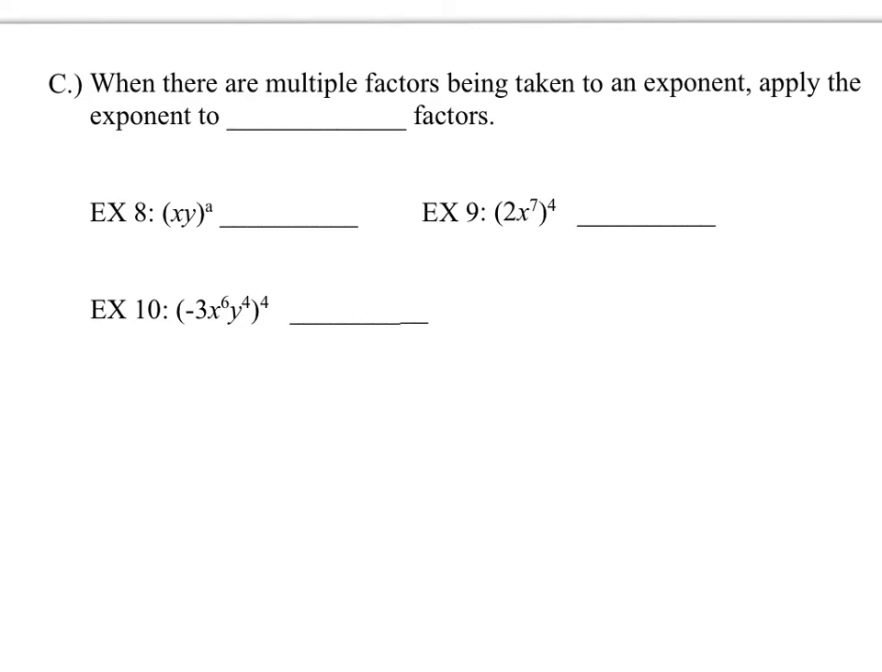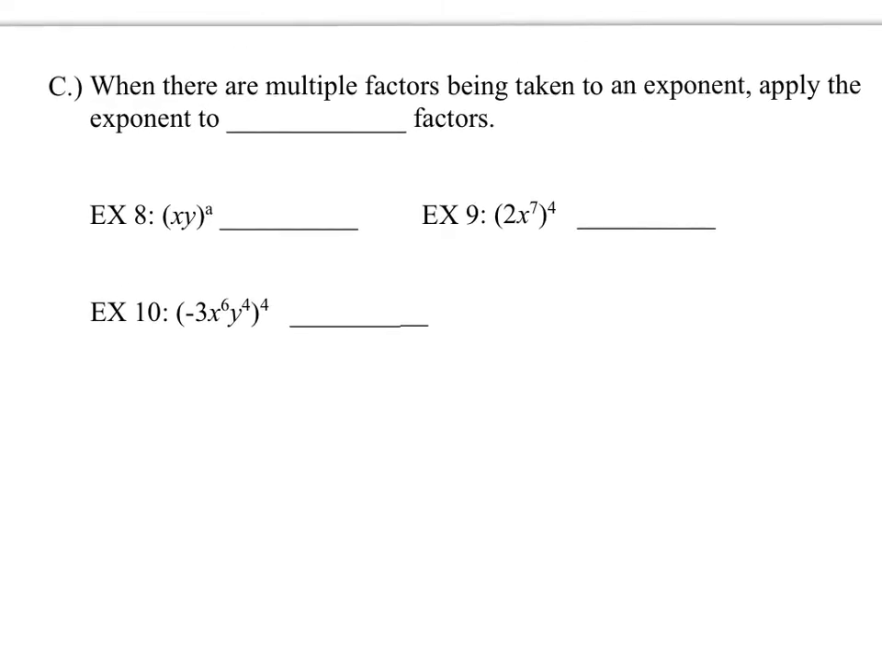So now, when there are multiple factors being taken to an exponent, apply the exponent to all factors. We're kind of doing that in the last couple of examples in section B, but now we're going to make it more apparent. So in example 8, x, y, they don't have exponents on them, so you can imagine that there are little exponents of 1 on them. Every single number, every single variable has an exponent on it, and if it's not there, it's an imaginary 1. So you can always write that.